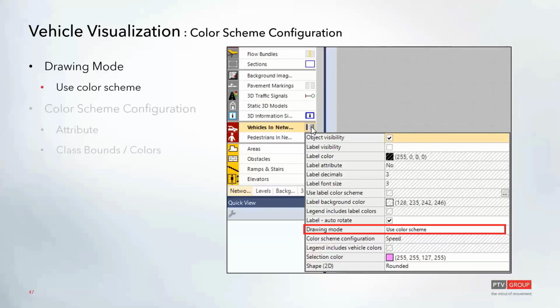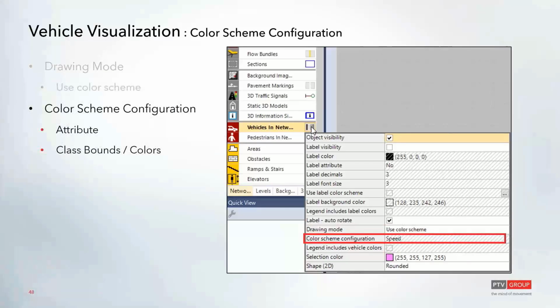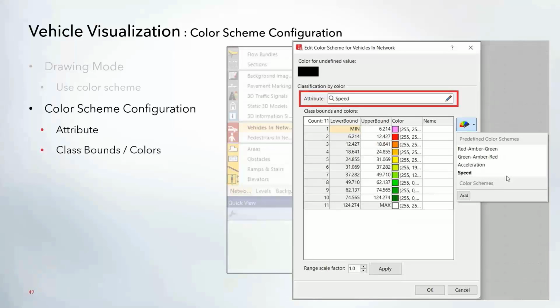And then if we take a look at the color scheme configuration, this is where you'd want to change that drawing mode to use color scheme. And once that's been selected, you can then go down into that color scheme configuration, and you can select the little ellipses that will show up to allow you to further configure that color scheme.